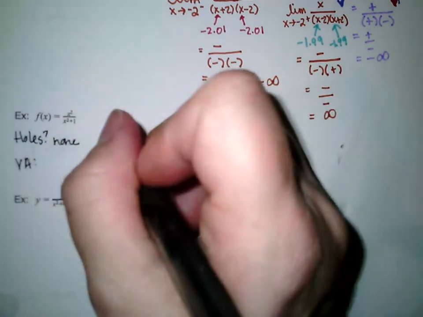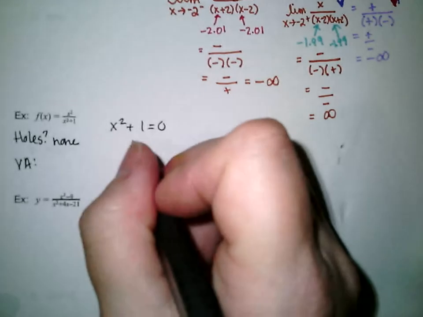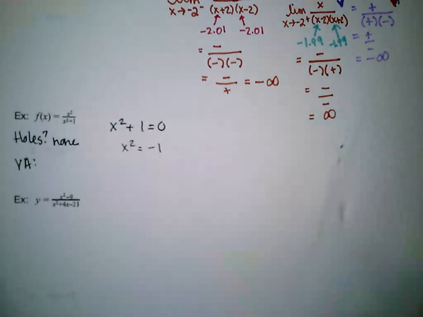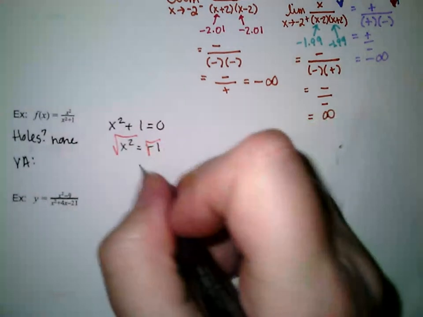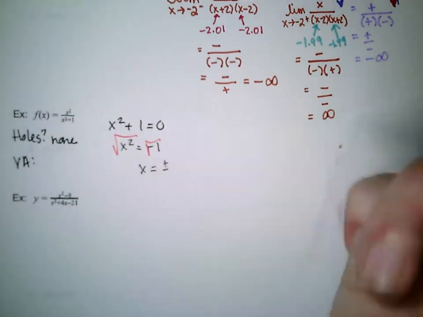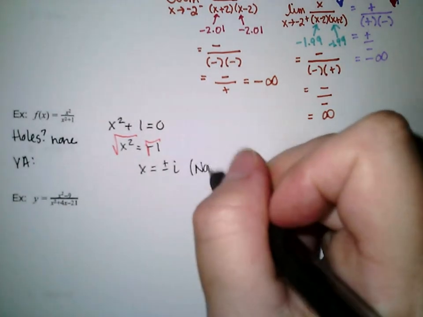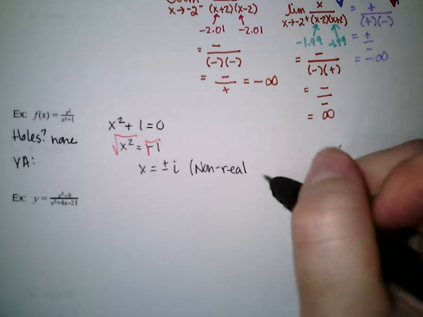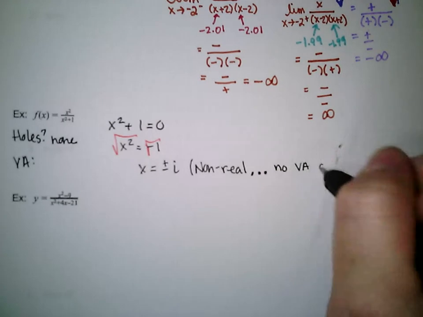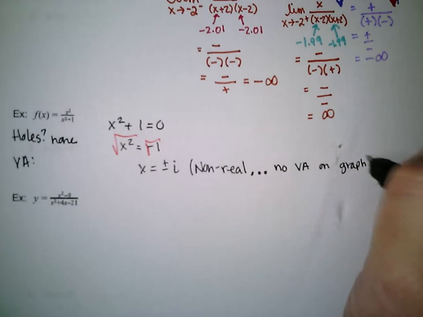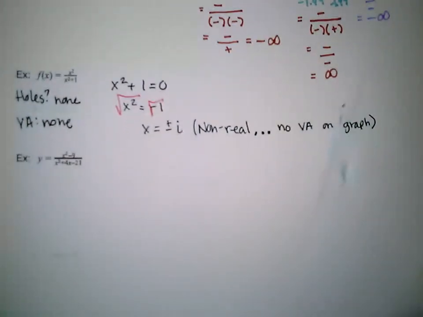Let's look at vertical asymptotes. So vertical asymptotes. We would set the denominator equal to 0. And then if we move that 1 over, x squared equals negative 1. Take the square root of both sides. And we have x equals plus or minus the square root of negative 1, which is i, right? Which is a non-real number. And since we graph over the real number line, the real numbers in our coordinate plane, there's going to be no vertical asymptote on our graph. So there is no vertical asymptote as well. So that can happen.